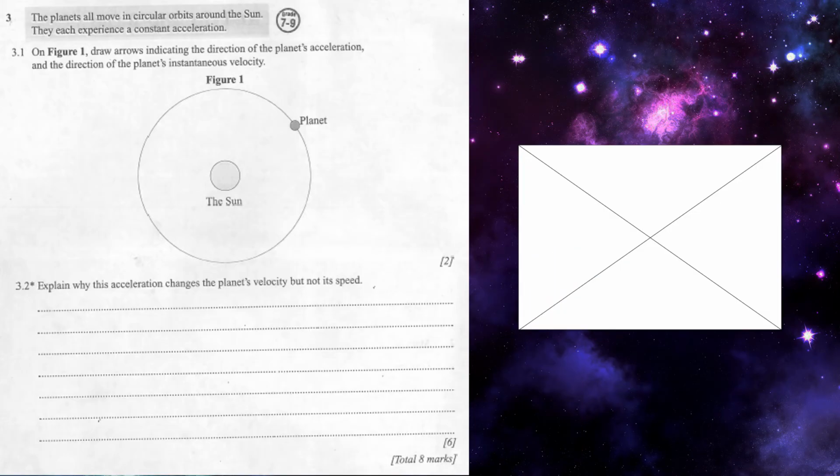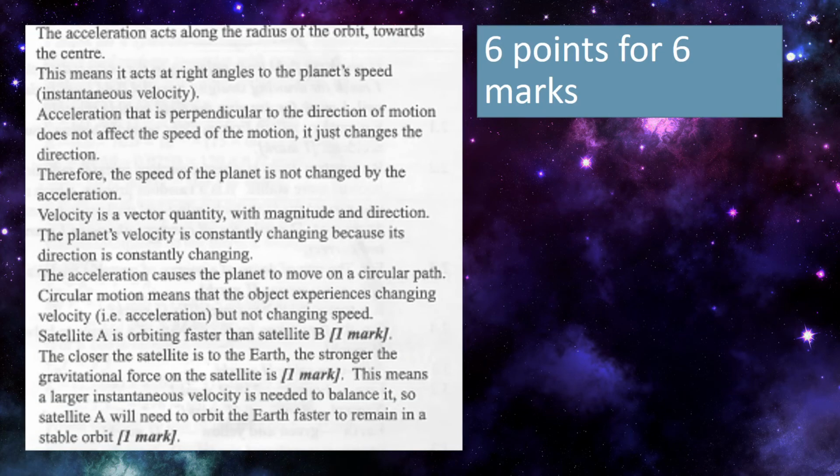Okay, here is a 6-mark question. I suggest you pause it and see how many of these you can get right. So it says, on figure 1, now a lot of people miss these marks, and I always say hump for the marks. So this is a grade 7 to 9. On figure 1, draw arrows indicating the direction of the planet's acceleration and the direction of the planet's velocity, and then explain why the acceleration changes. Pause it. Right, let's go through the answers.